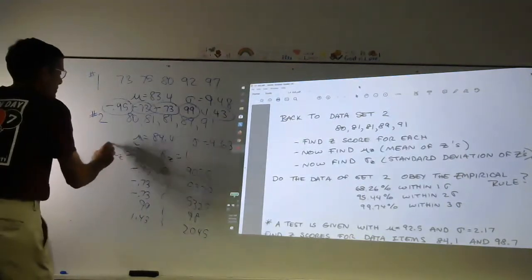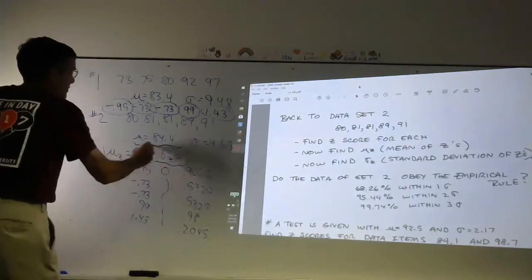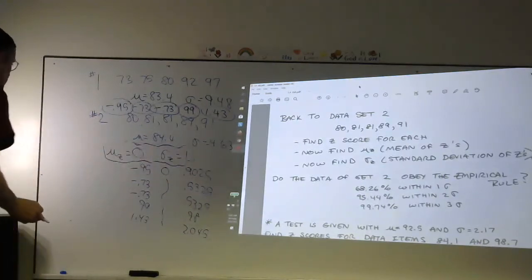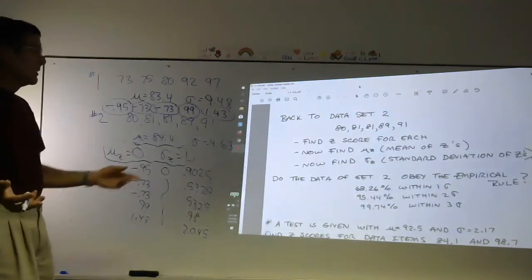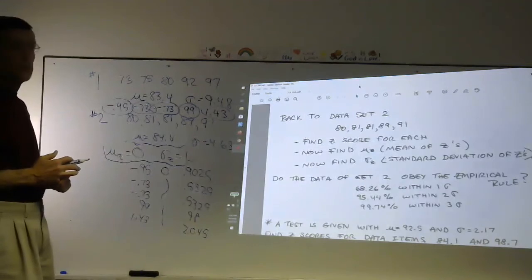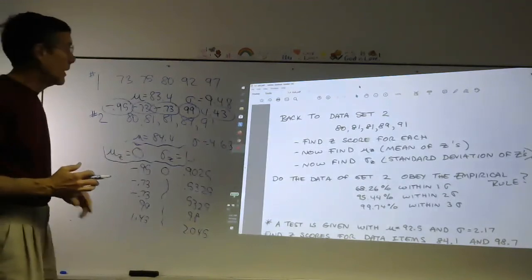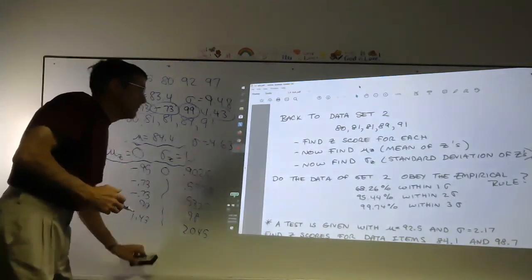Please remember this. Anytime you're working with z-values, the mean of all your z-values will always be 0. The standard deviation of your z-values will always be 1. Okay? All right.